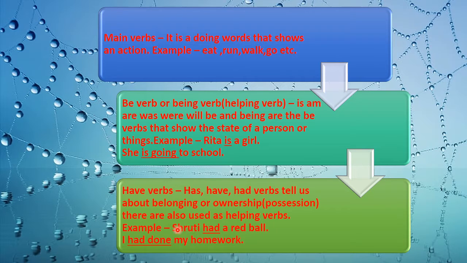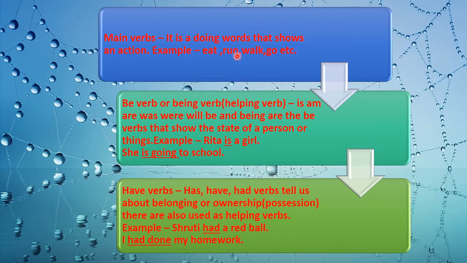Now next example, I had done my homework. Now here had acts as a helping verb before the main verb done. Done is from do. When your work is done, then you say I had done my homework.